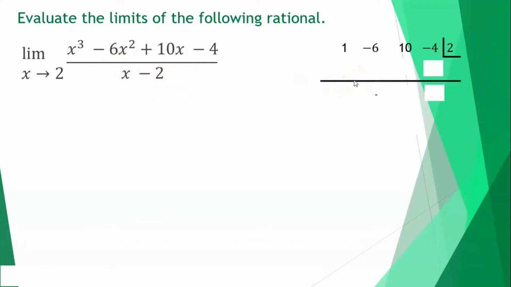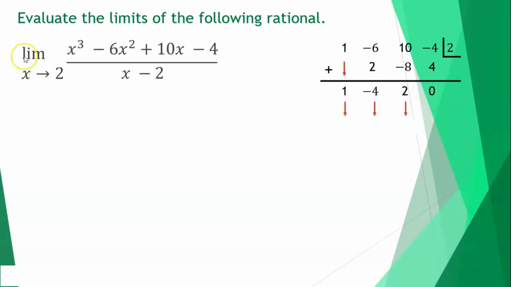So with this, the first thing we do is bring down the first coefficient, which is 1. So 1 times 2, we'll get 2. Then add, this will be -4. -4 times 2, that would be -8. Then add, we will have positive 2. 2 times 2 will get 4. And add, we will get 0.